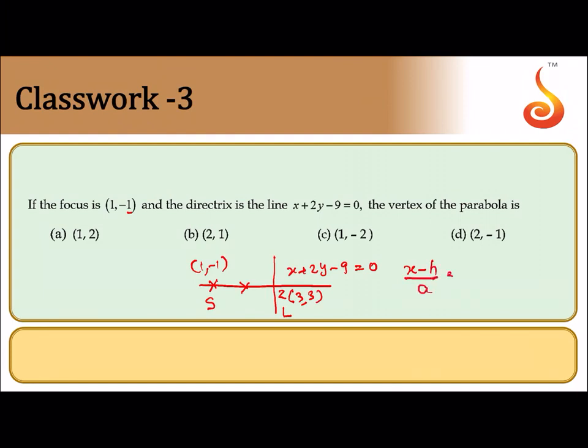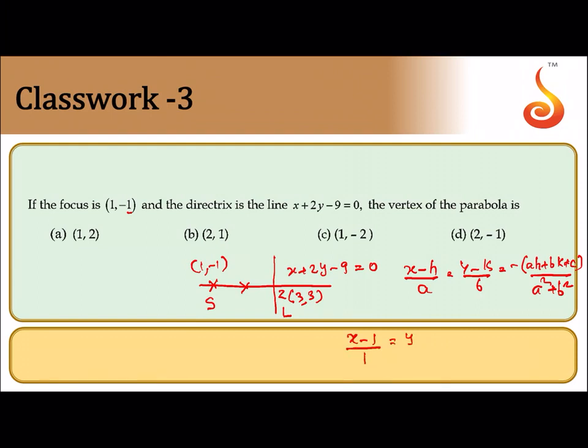What is the foot of perpendicular formula? (x - h) by a equal to (y - k) by b equal to minus times of (ah plus bk plus c) by a square plus b square. This is the foot of perpendicular formula. Here (h, k) is the point which we require, and (x, y) is nothing but (1, -1).